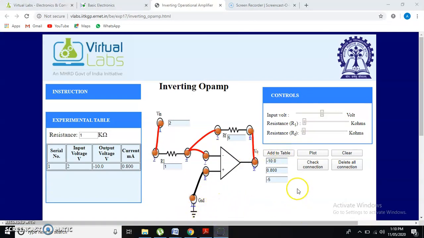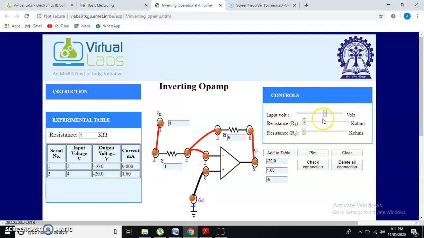Okay. Now, let us adjust the input voltage to 4 volt. We'll add the reading into the table. Input adjusted is 4 volt. What is the gain? Minus 5. What is the formula? Gain is equal to VO by V in. Minus 5 is equal to VO divided by input set to 4. So 4 in the denominator will shift to the other side of the equal sign, in multiplication. So 4 into gain minus 5, that is minus 20, is the output voltage. And this is the current flowing.